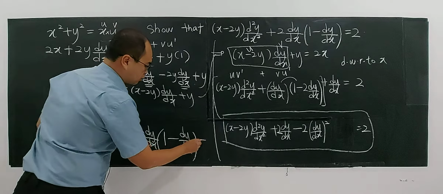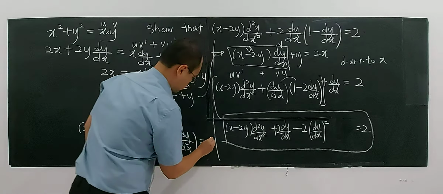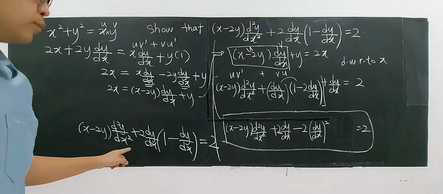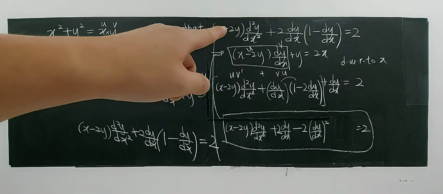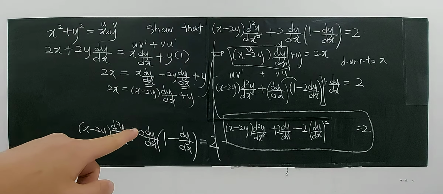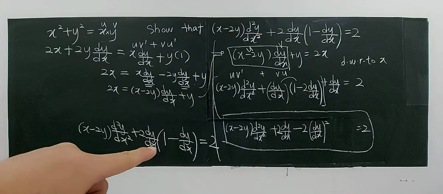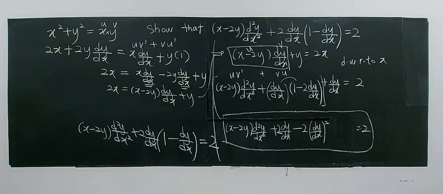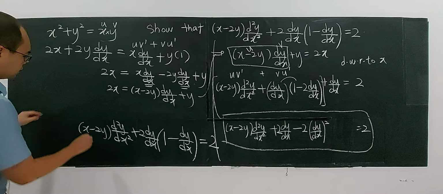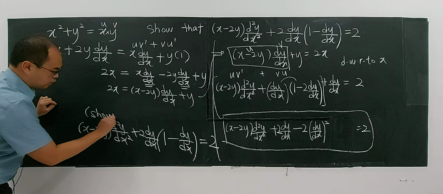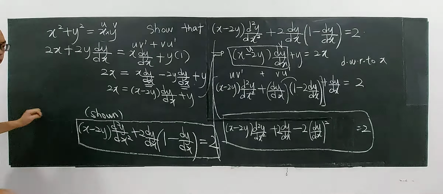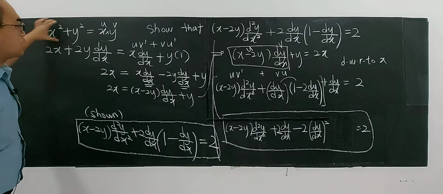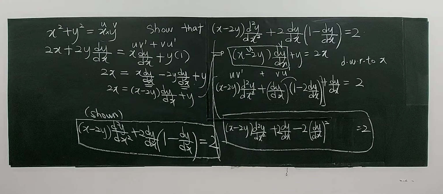Finally, equate it to the right-hand side, which is 2. So (x minus 2y) d2y/dx2 plus 2 dy/dx times (1 minus dy/dx) equals 2. Finally, you have shown that this is true. We have shown this is the second order differential equation from this implicit function. Alright, that's all for this example.